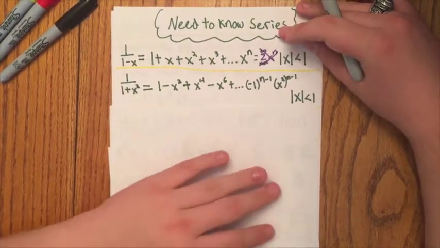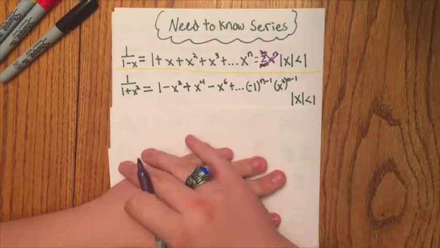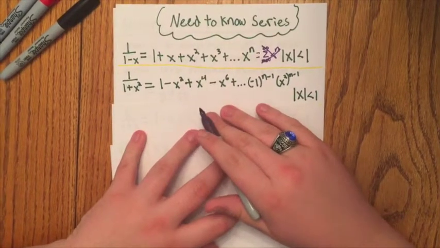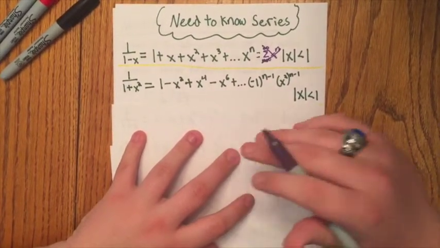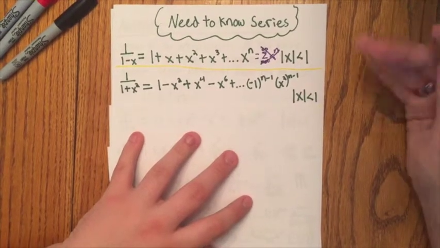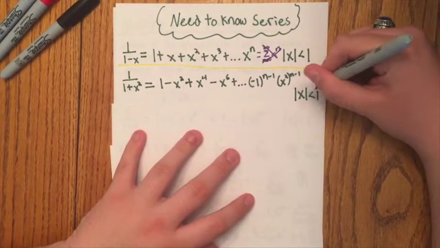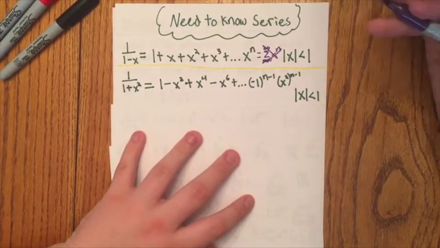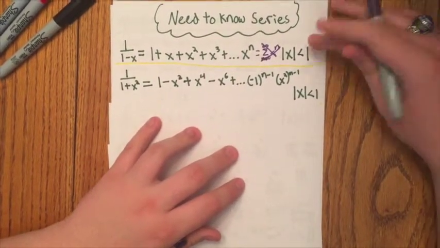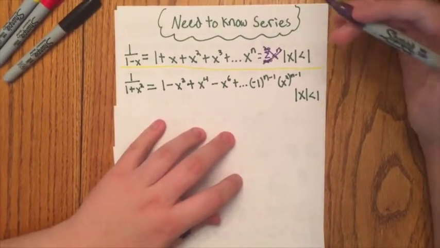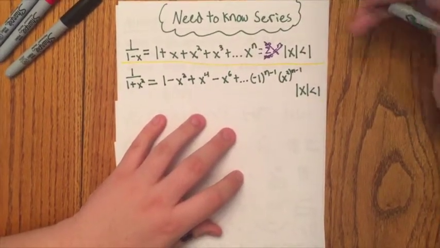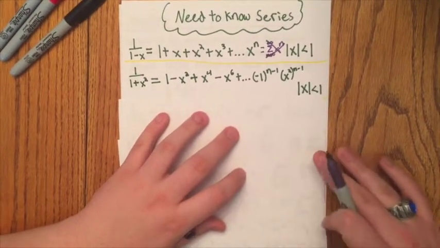On to our next series. Here we have 1 over 1 plus x squared, and it is equal to 1 minus x squared plus x to the 4th minus x to the 6th ..., which is negative 1 to the n minus 1 times x squared to the n minus 1. The interval of convergence for this is also, since it's a geometric series, the magnitude of x is less than 1. While I let you write this down, for about all these series, it's really going to come down to memorization, because you will have multiple FRQs and multiple choice questions that come down to you knowing these series and being able to manipulate them.